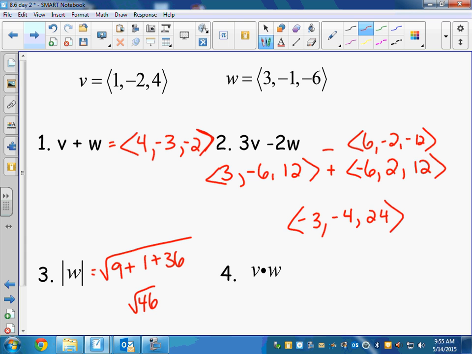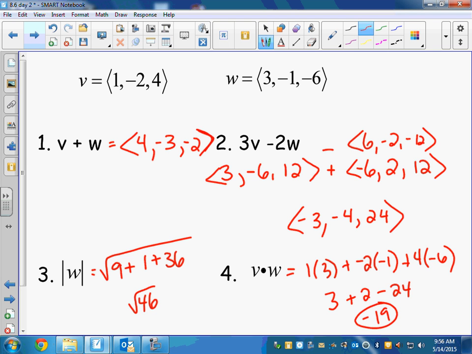And then dot product, that's the one that maybe you might have to look at the formula for again to remind yourself. But dot product, you're just going to get one number as your answer. So you just take and multiply the corresponding components, and then you add that together. So you would get 1 times 3 plus negative 2 times negative 1 plus 4 times negative 6. So 3 plus 2 minus 24 would be negative 19.